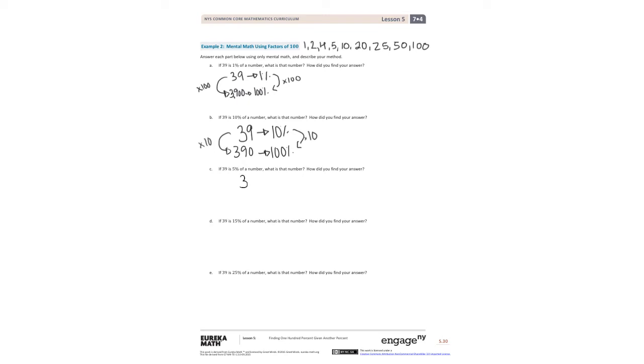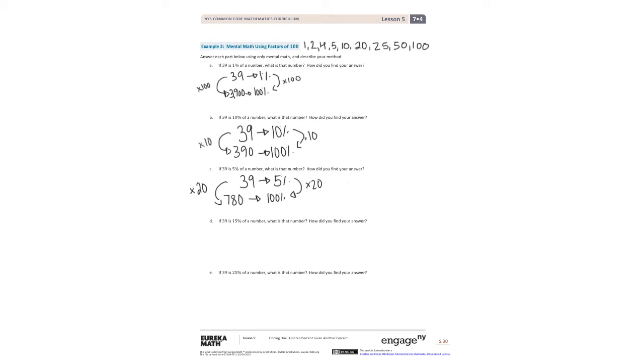Again, we're going to take 39 and set it up to be 5, and we want to find out when 39 is 5%, what it is at 100%. So now we need to think about how we get to 100 from 5, because we have our 5% and our 100%. 5% times 20 is going to give us our 100%. So now we're going to take 39 times 20. And so 39 times 20 is going to give us 780. Now, 39 is 5% of 780.